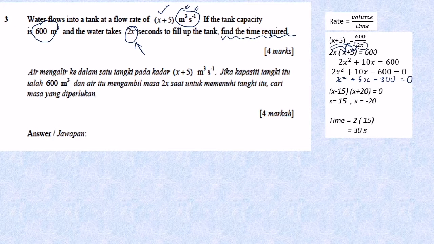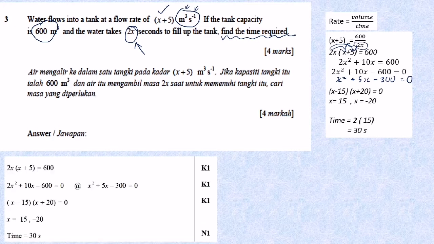So now we look at the answer scheme, how we obtain the marks. First, 2s multiply s plus 5 equals 600, we obtain 1 mark. 2s squared plus 10s minus 600 equals 0, obtain another 1 mark here. And if you can factorize it correctly, 1 mark, and the answer, 1 mark.